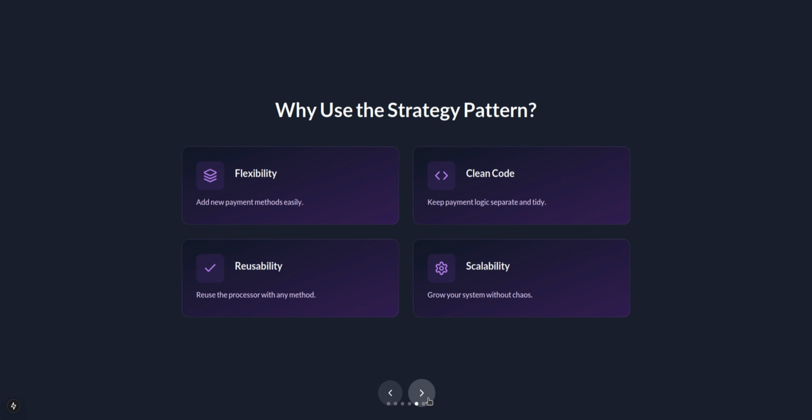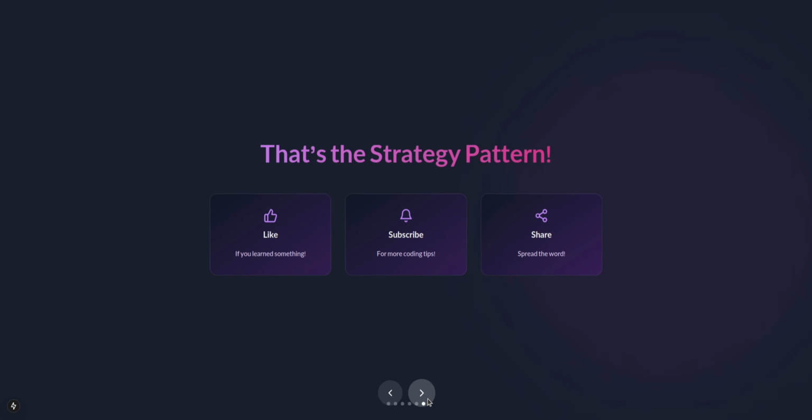This pattern is great when you have multiple ways to do something and want to keep your code clean. That's the strategy pattern. It's like giving your program different options to choose from when it needs to do something. We used TypeScript here, but you can use this idea in any programming language.